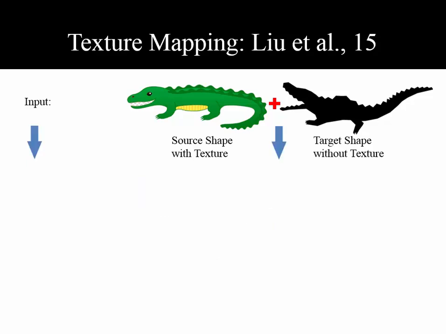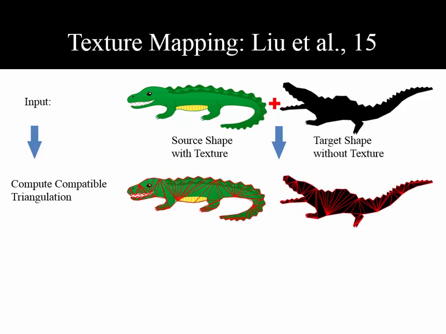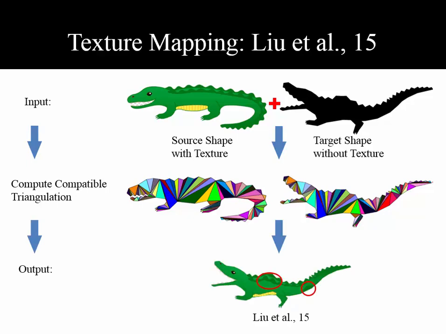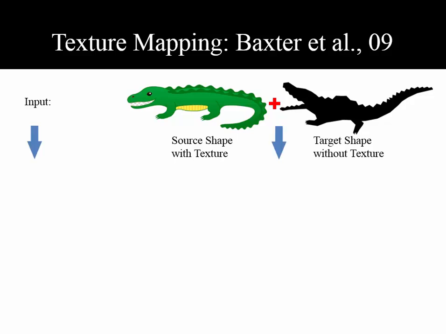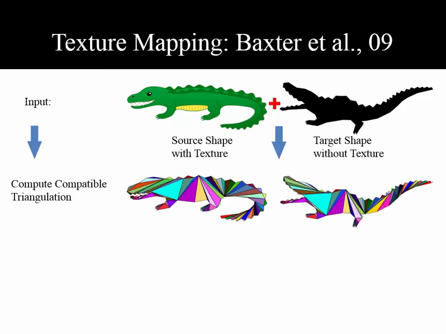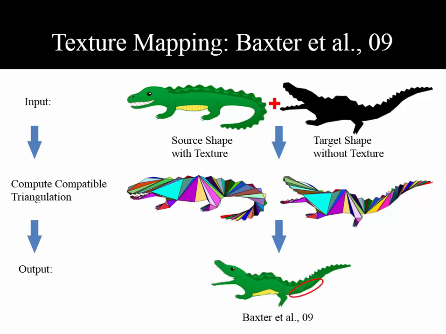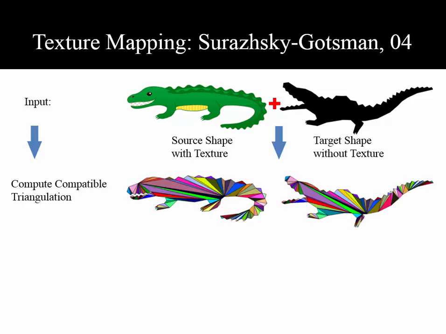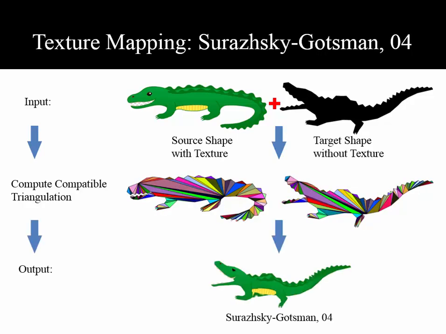This is the mapping result of using Leung et al.'s method. We can see some artifacts around the back of the alligator. This is the mapping result of using Baxter et al.'s method. We can observe some undesired distortion for both the tail and the back of the alligator. This is the mapping result of using Surazhsky and Gotsman's method. We can see some serious distortion around the abdomen of the alligator.